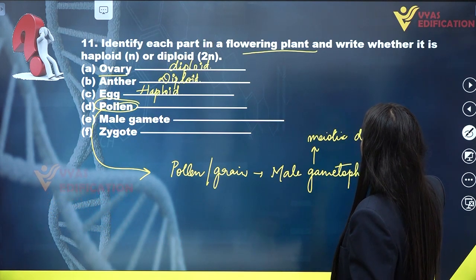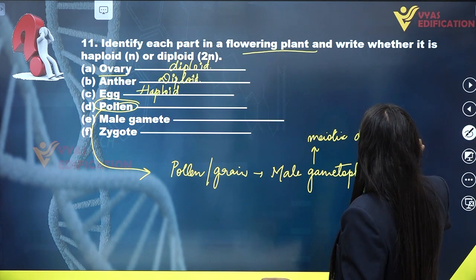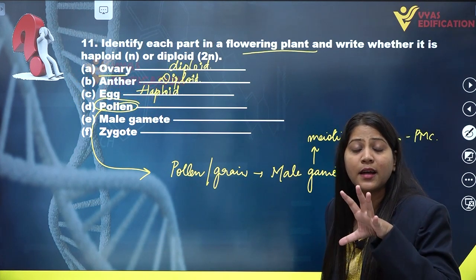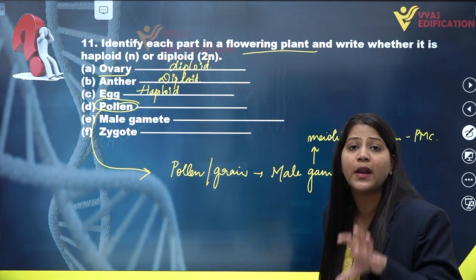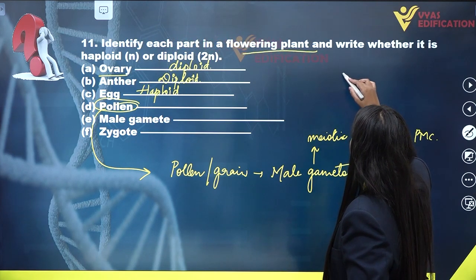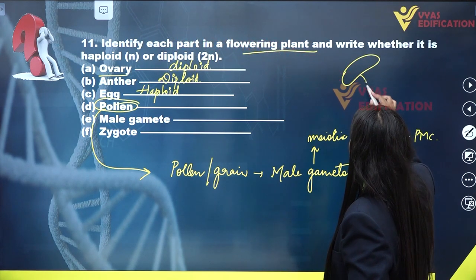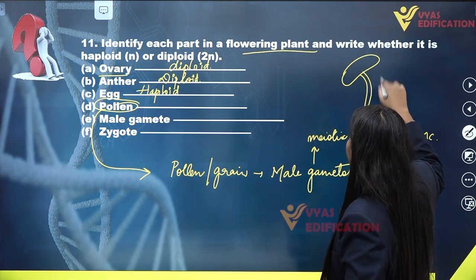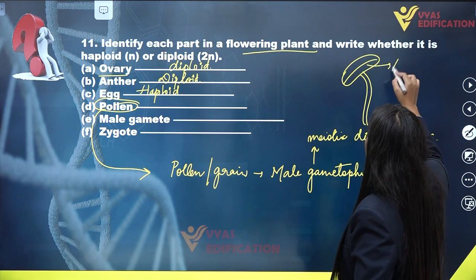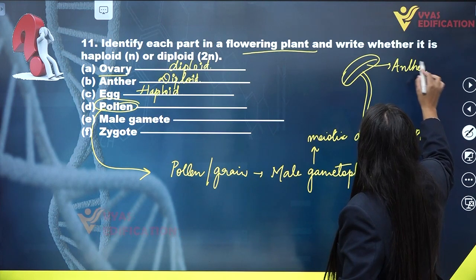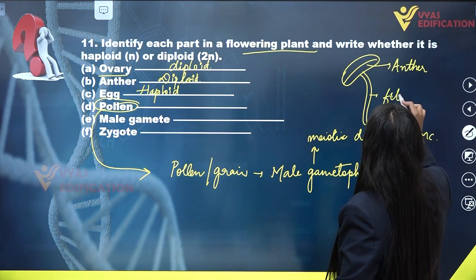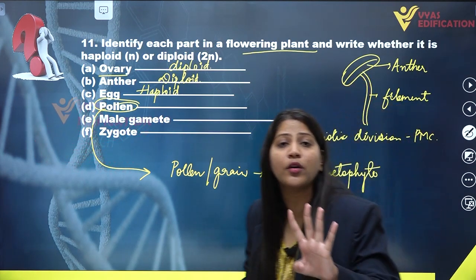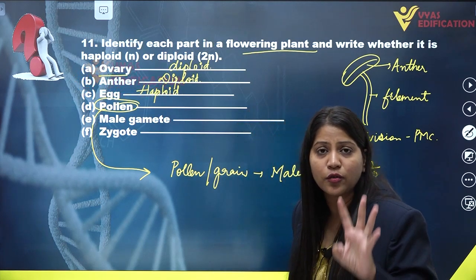of pollen mother cells or microspore mother cells present in the microsporangia of an anther. We know that the male reproductive organ in case of flowering plants or angiospermic plants is known as stamen. This is a bilobed anther. This is the filament. Now we know that in this bilobed anther we have four sporangia, four sac-like structures known as microsporangia.